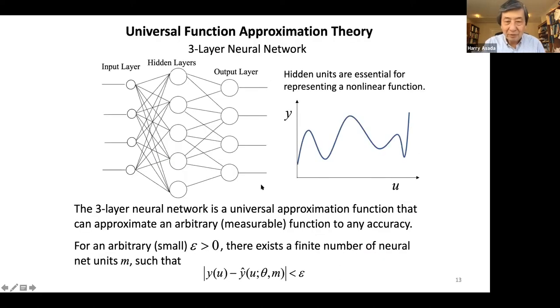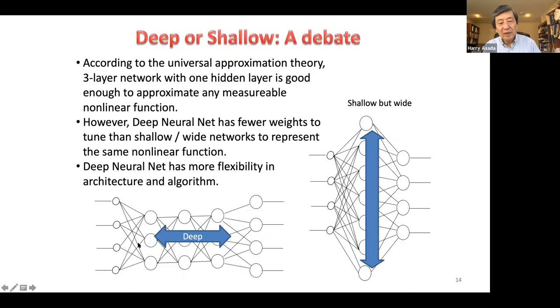Here's one theoretical point we need to look at: the universal functional approximation theorem. A 3-layer neural network with sigmoid output functions satisfies the functional approximation theorem, right? So a 3-layer neural network is a universal approximation function that can approximate an arbitrary measurable function to any accuracy. You specify any small positive number epsilon, and there exists a finite number of neural units m such that the error is bounded by epsilon. So even 3 layers is just fine. Why should you care about deep neural nets, extending this one in this direction?